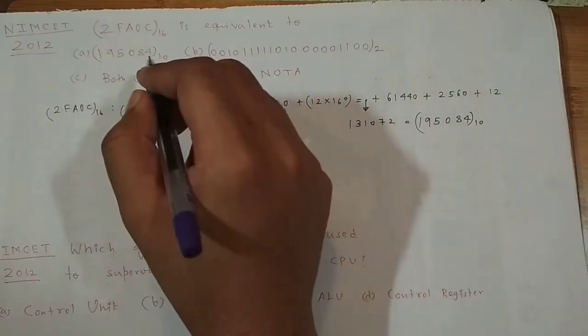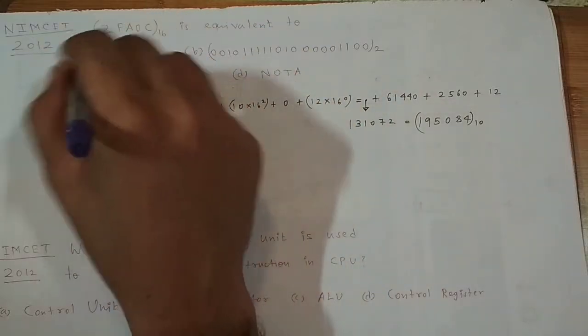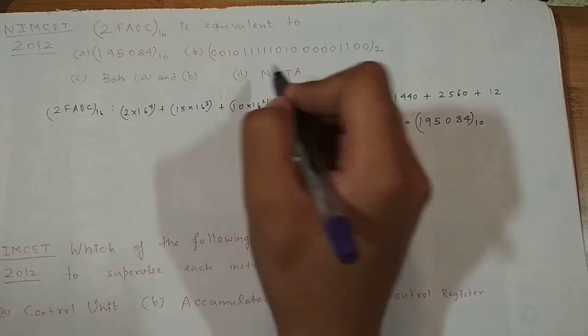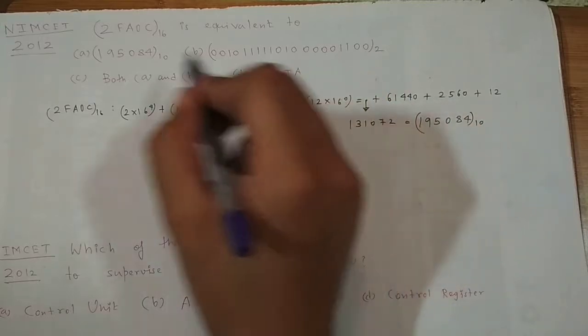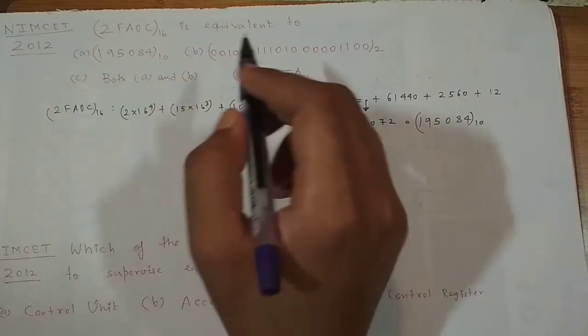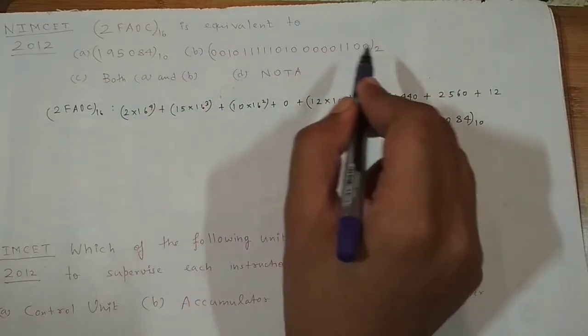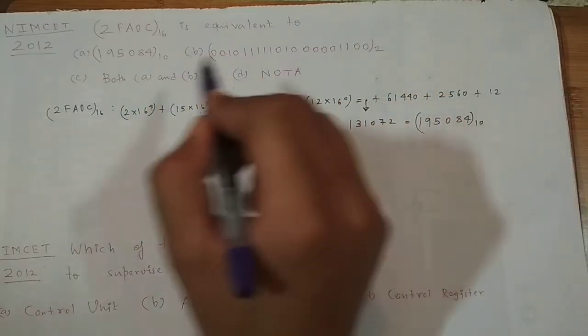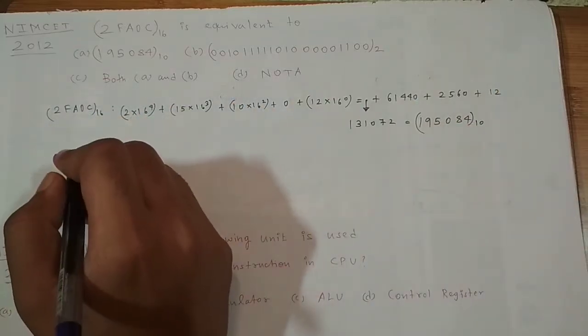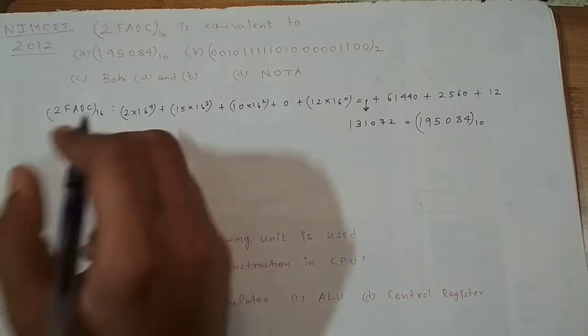So I cannot conclusively say that this is the correct answer because we have this option as well. It's definitely not option D because one of these values has been satisfied. So I have to check for the binary equivalent as well because we have this option with us, both A and B. Now let's quickly convert this hexadecimal number to binary.